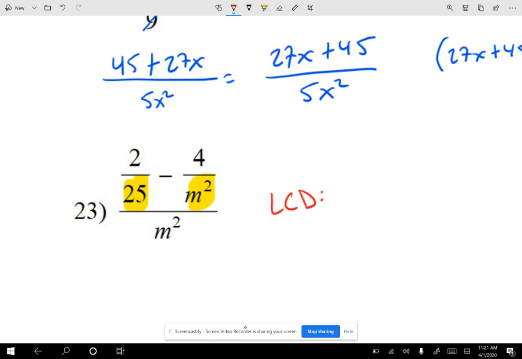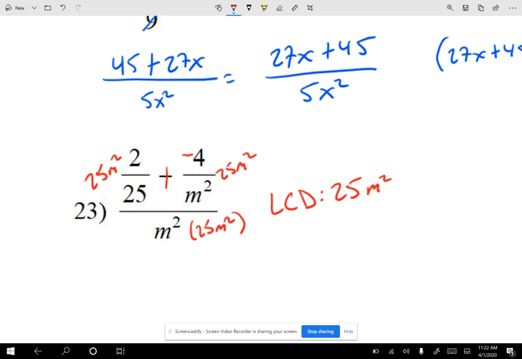So my LCD, my least common denominator, I must have a 25 from the first fraction. I must have an m squared from the second fraction. So in this case, let me multiply everything by 25m squared. My minus in between my fractions, I'll change it to a plus, and I'll distribute the negative to the top of the first fraction.